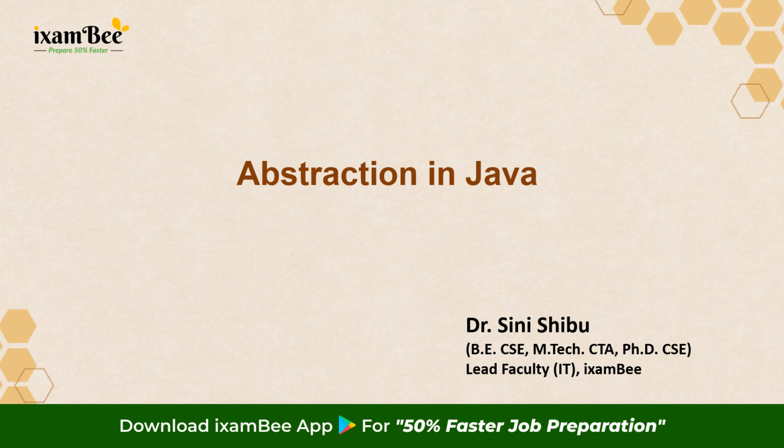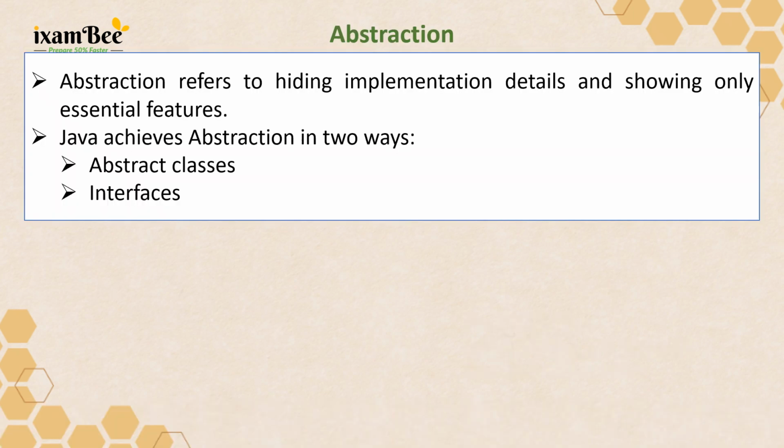In this video, I'm going to talk about abstraction in Java. Abstraction basically refers to hiding implementation details and showing only the essential features. Java achieves abstraction in two ways. One, by using the abstract classes, and the other is by using interfaces. Let us now look into both of these methods of achieving abstraction in Java.